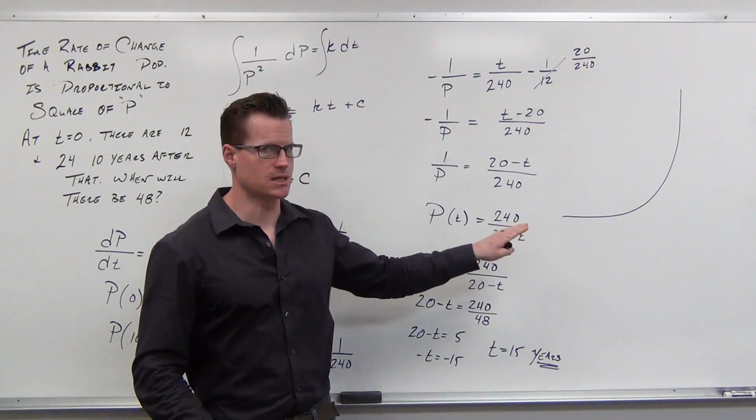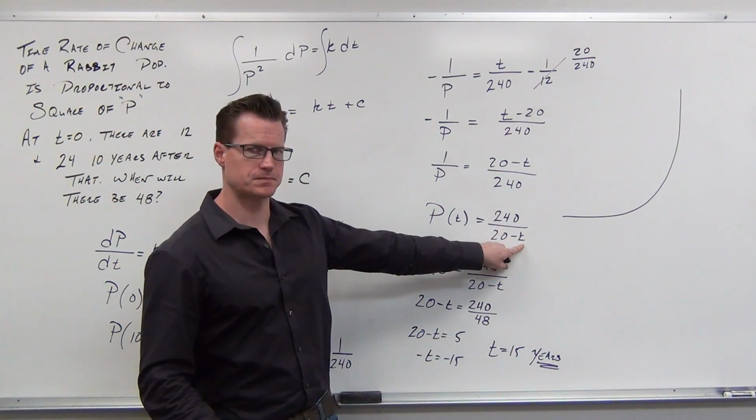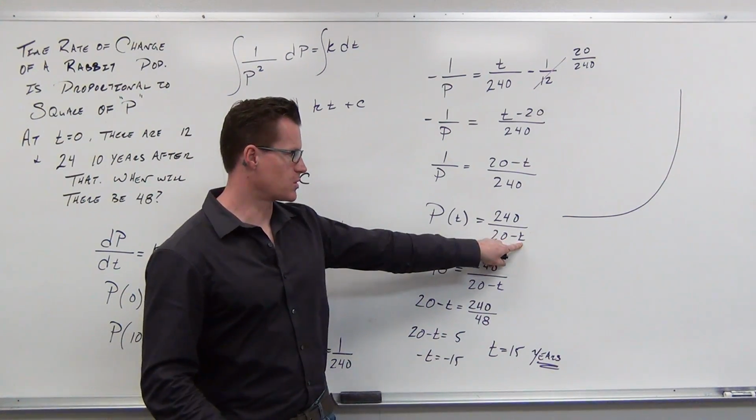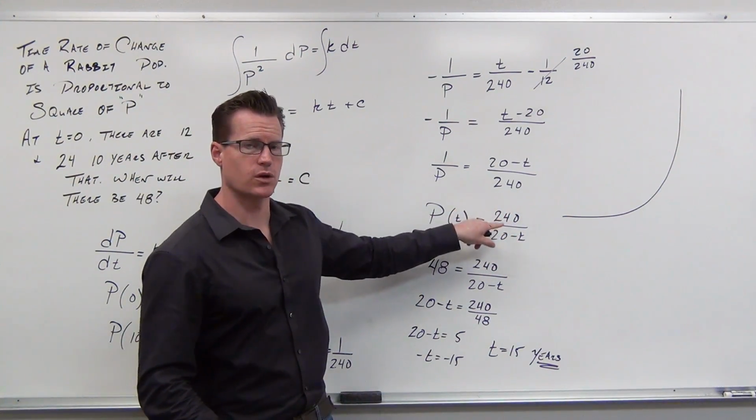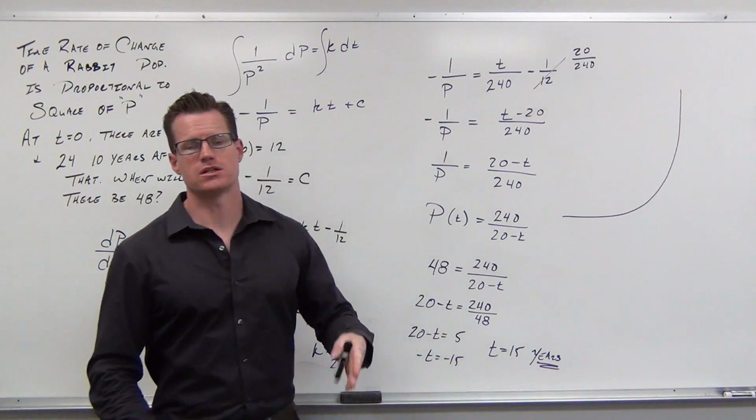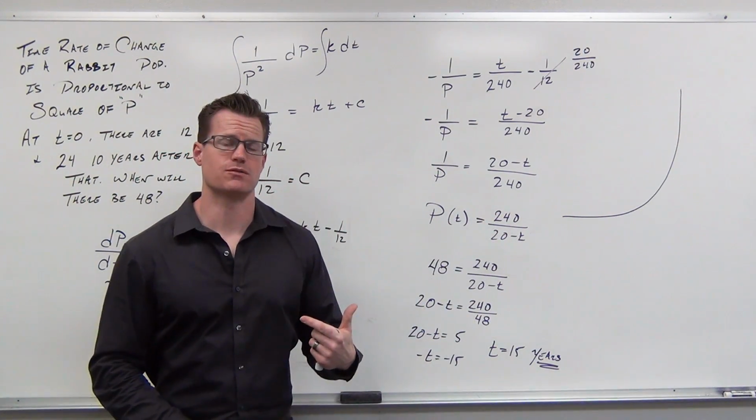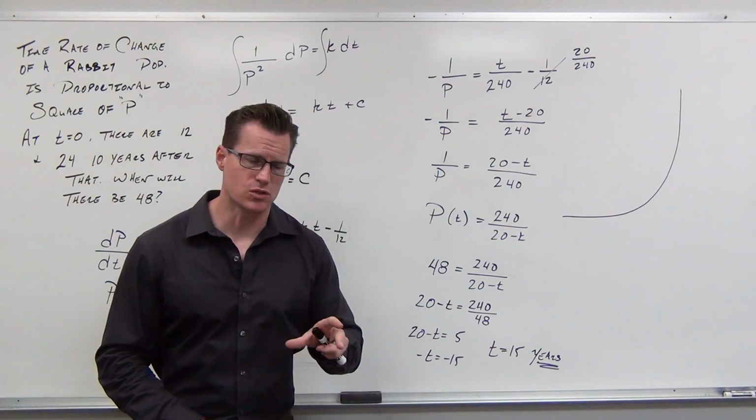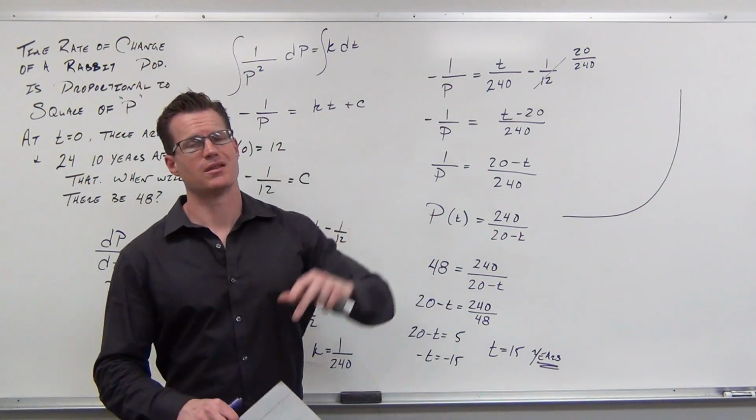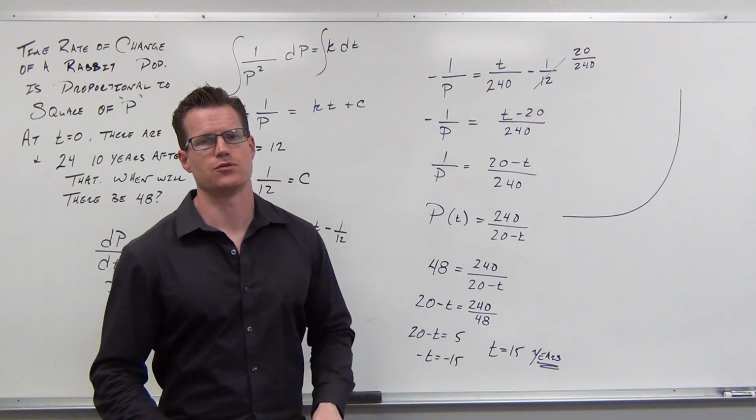Do you see it? Are you seeing that? If this approaches 20, this is getting really close to 0, and 240 divided by something really close to 0 is going to positive infinity. From the left-hand side, it's going to go to positive infinity. That's a doomsday situation where this population is getting so big, there's not even room for it. There's definitely not food for it.